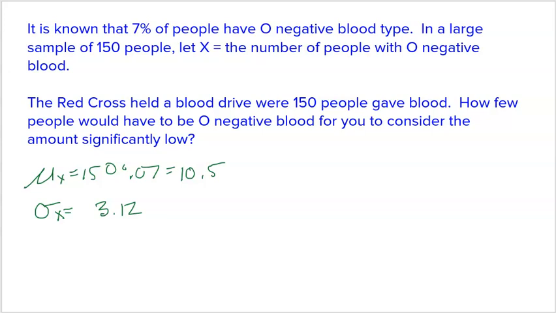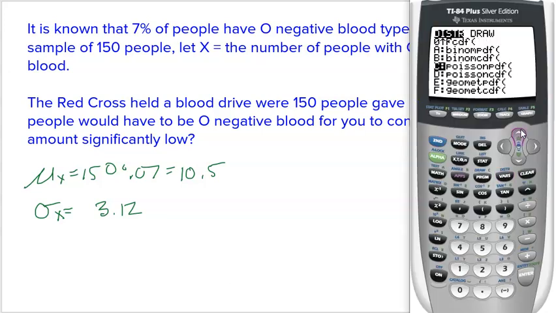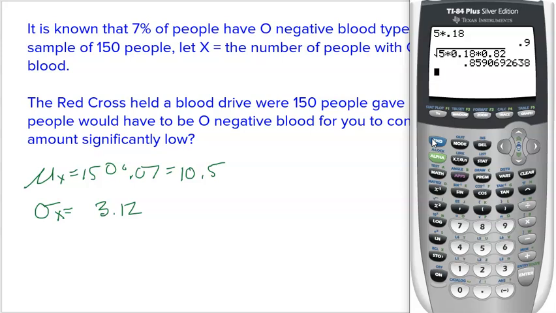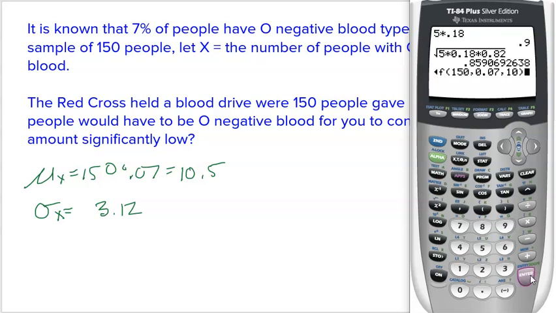So check this out. If I go to second vars, Binomial PDF, 150 people, probability that you have type O negative blood is 0.07. Now, what's the probability that there are 10 people? All right, well, let's go ahead and paste this in.